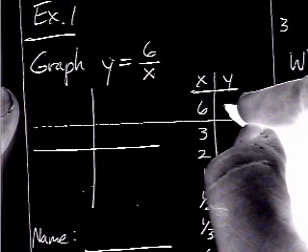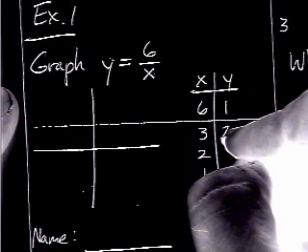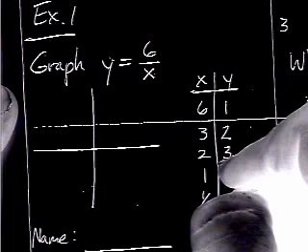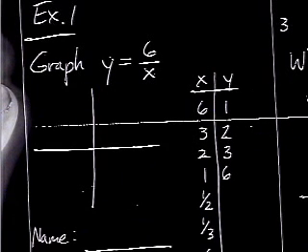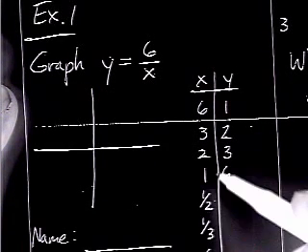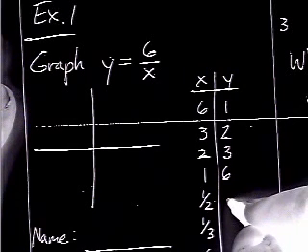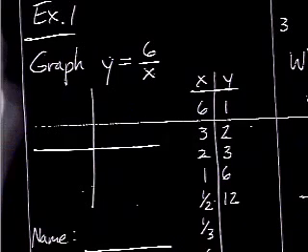We start by plugging in 6. That obviously will give me a 1. 3 will give me a 2. 2 will give me 3. 1 gives me a 6. But I even wanted some fractional values like 1/2. How many times does 1/2 go into 6? Well, 6 divided by 1/2, that's 12, isn't it?